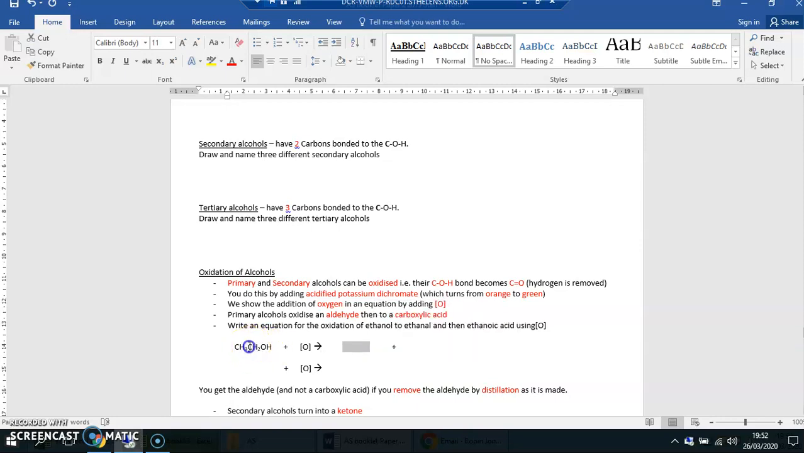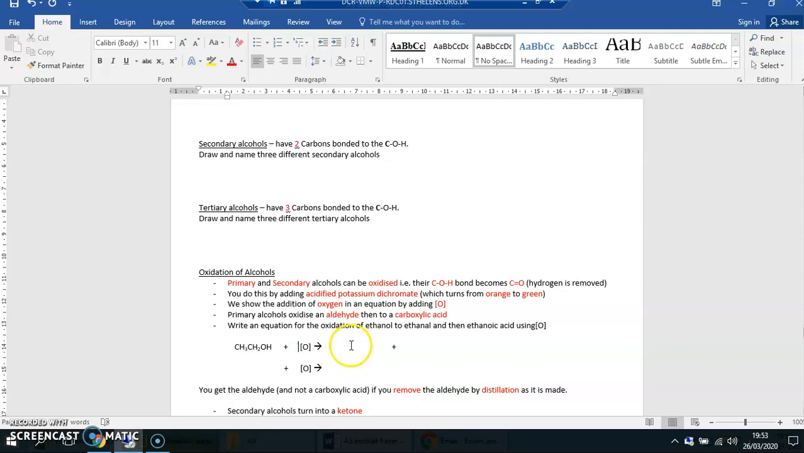CH2OH will turn into a C double bond O. So if you have a CH3 C double bond O, you have ethanal. So you've got water and ethanal. So the CH3OH turns into a C double bond O, releases these hydrogens here, and they will react with the O to make water and ethanal. You might need to work out how many O's you need, and you might need to put a number in front of those O's there to balance it.